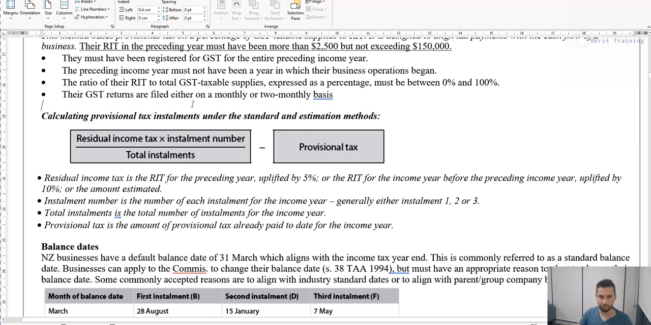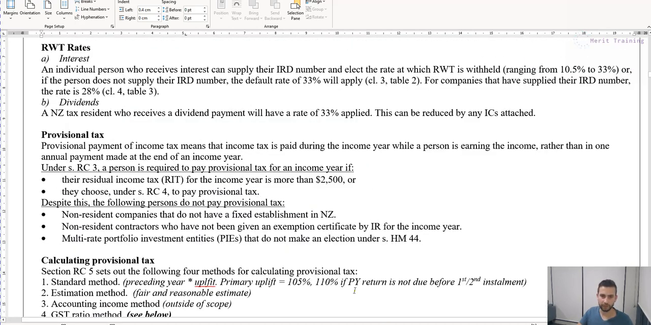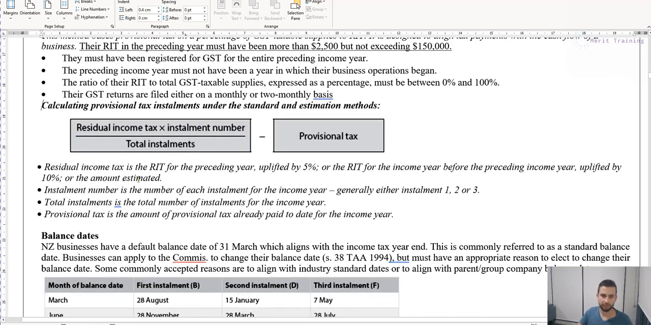And the formula for using this method is as follows. It's residual income tax times installment number divided by total installments, minus provisional tax. The definition for each of these fields is listed below. Residual income tax is the RIT for the preceding year, uplifted by 5% or 10%, depending on the same rule we discussed up here under the standard method. So basically take how much tax you paid last year, add 5% or maybe 10% depending on the situation. And then installment number is the number of the installment for the income year. So it's generally 1, 2, or 3.